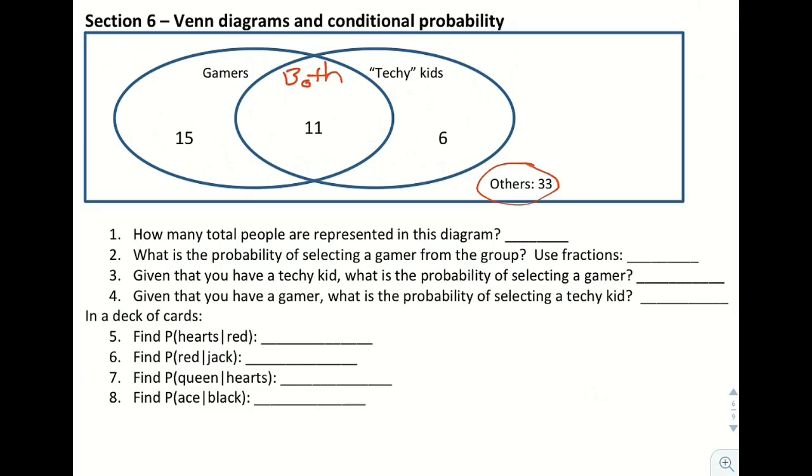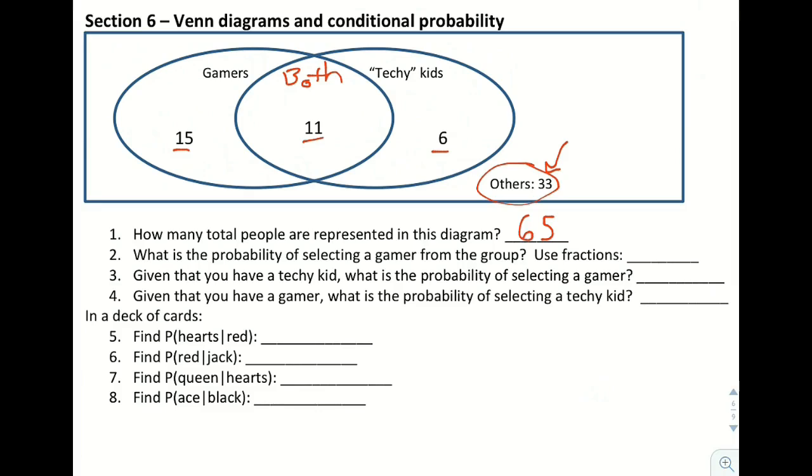Number 1 down below says, how many total people are represented in this diagram? You have the 15 gamer only, the 6 techie only, and the 11 both, and if you add those all together you get 21 plus 11, or 32. But you also have to include the people who are not in the circles. Just because they're not in the circles doesn't mean they're not there. So the 32 plus the 33 is going to be 65 total people represented in this diagram.